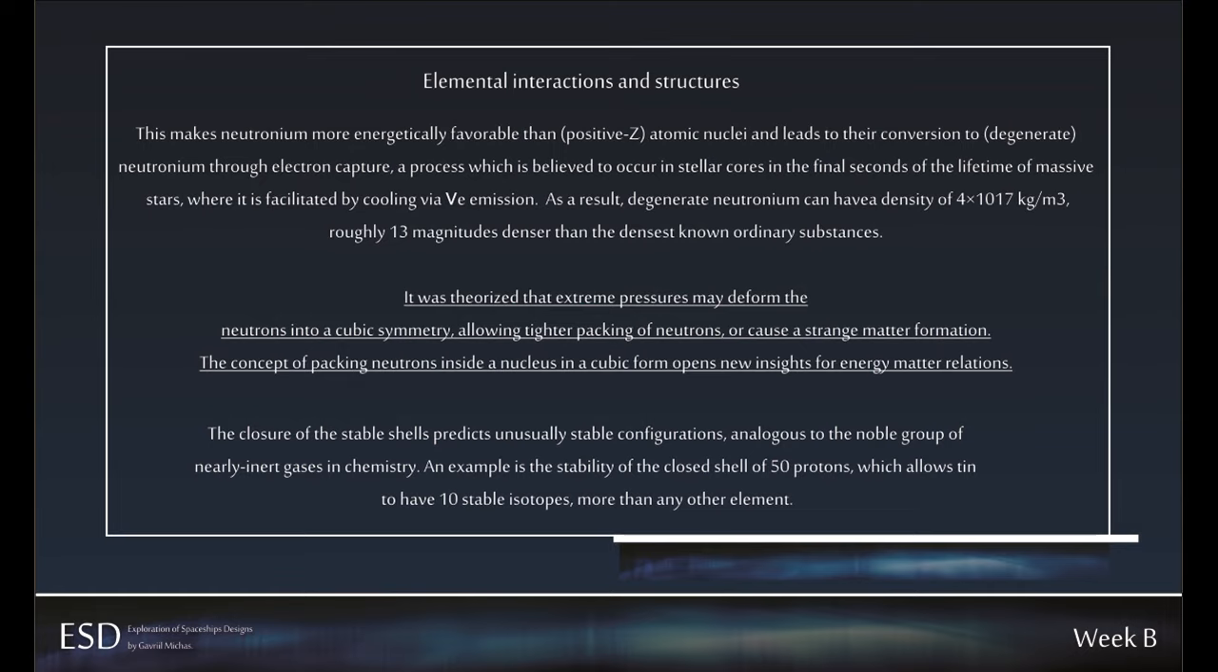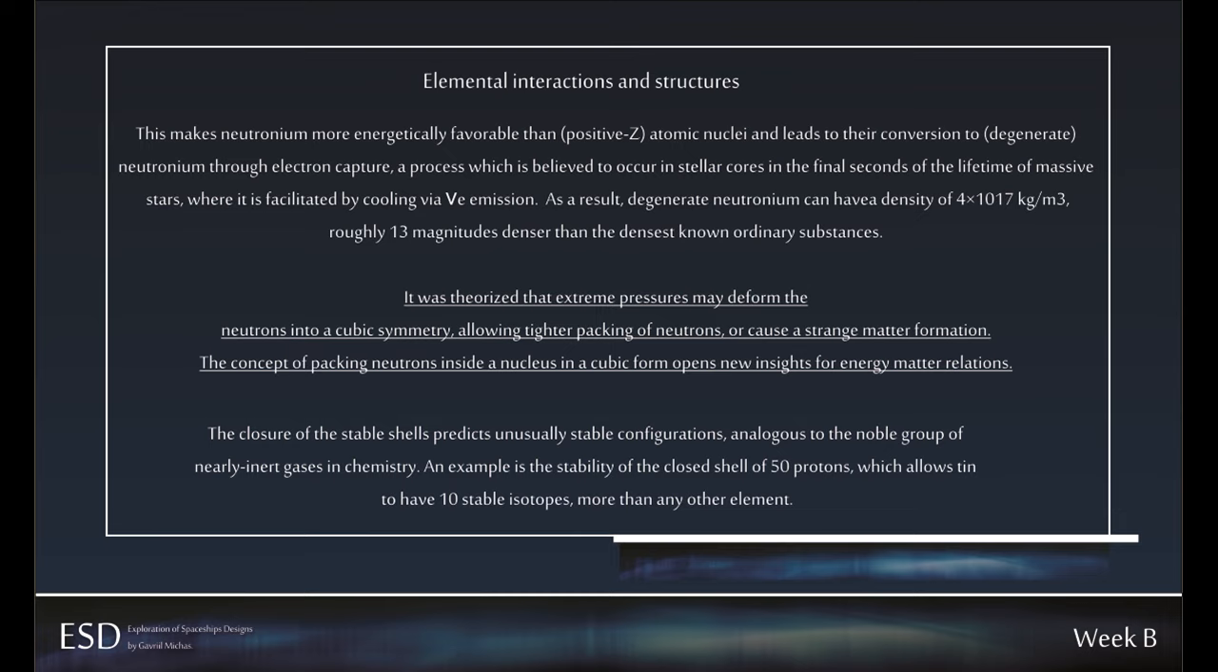As a result, degenerate neutronium can have a density of 4 × 10^17 kg per meter cubed, roughly 13 magnitudes denser than the densest known ordinary substances. It was theorized that extreme pressures may deform the neutrons into a cubic symmetry, allowing tighter packing of neutrons, or cause a strange matter formation. The concept of packing neutrons inside a nucleus in a cubic form opens new insights for energy-matter relations.